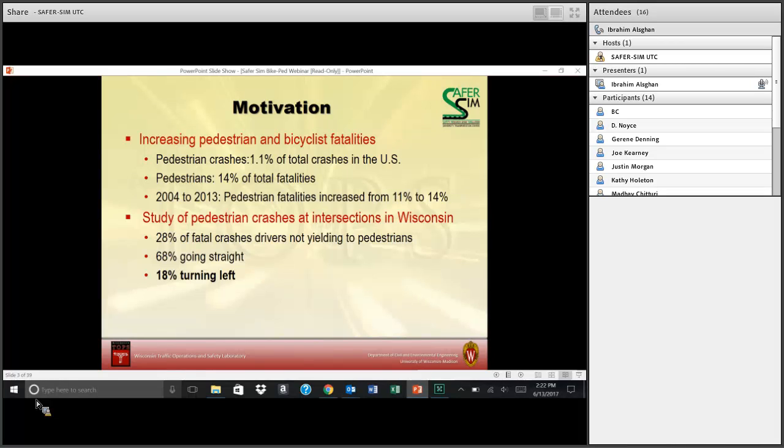Also, a study done in Wisconsin found that 28% of fatal crashes are drivers not yielding to pedestrians. Out of these, 68% were with the driver going straight, and 18% with the driver turning left. So the second cause for crashes at intersections was drivers trying to turn left and hitting a pedestrian. Thank you, Jacob.